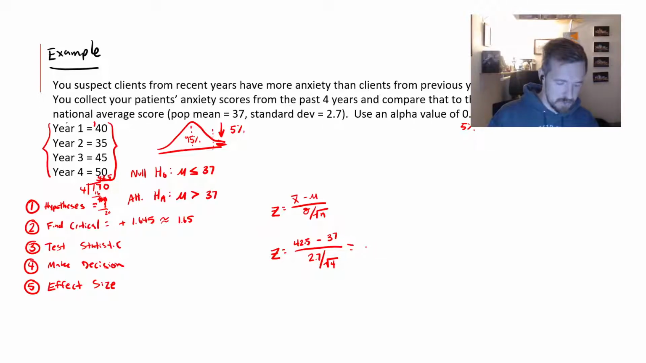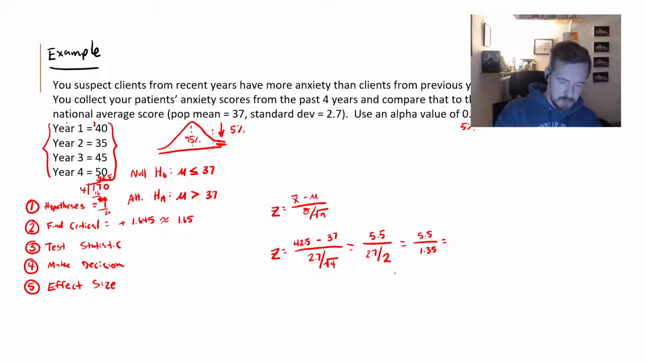Let's do this. All right, so 42.5 minus 37 is going to be 5.5. I'm going to divide that by 2.7 divided by the square root of 4, which is 2. So that's going to be 5.5 divided by 2.7 divided by 2, which is 1.35.